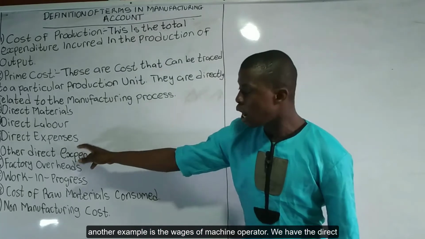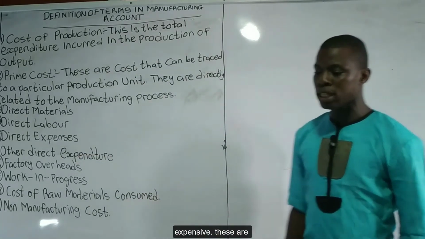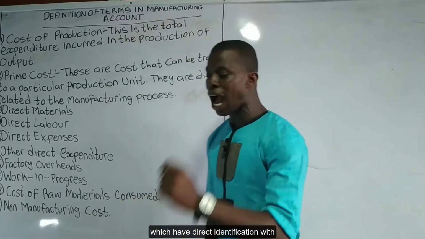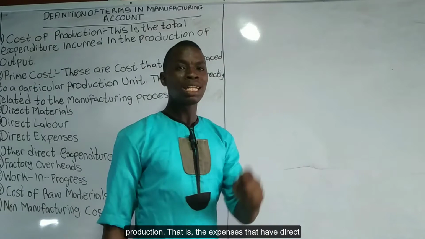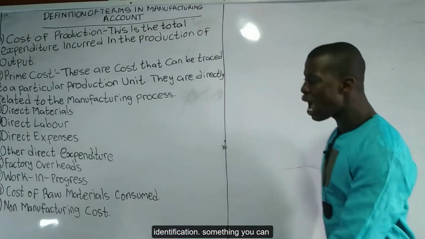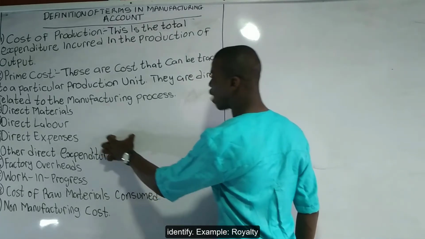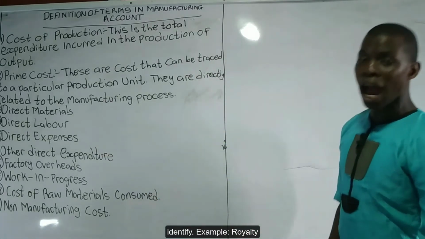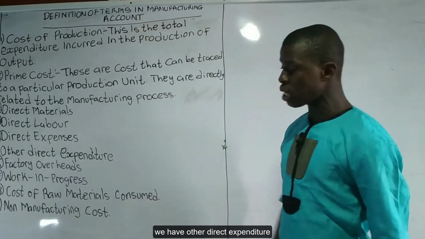Now we have the direct expenses. When we are talking about the direct expenses, these are expenses which have direct identification with production. That is, expenses you can identify directly, for example, royalties. Now, the next one, we have other direct expenditure.